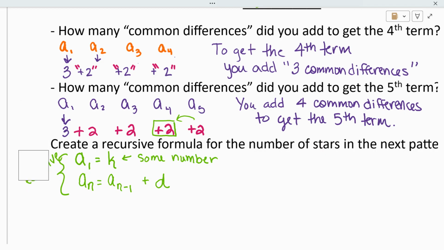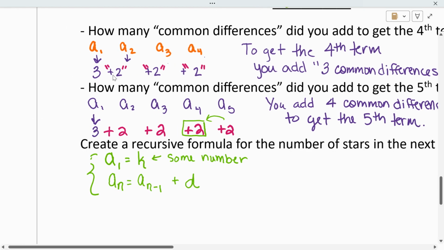It didn't grab the R, I don't know why. I just have to erase it and write it all again. This is our recursive formula.